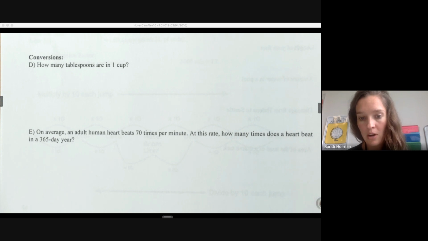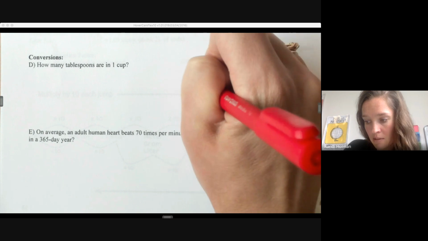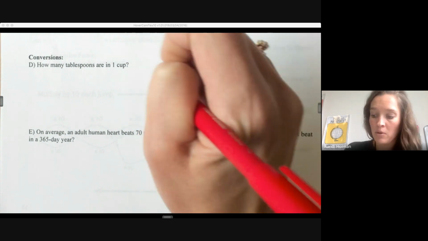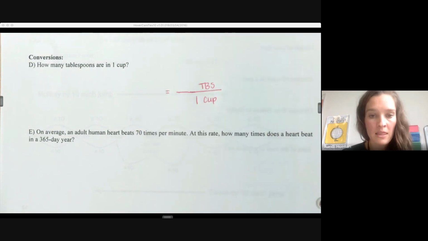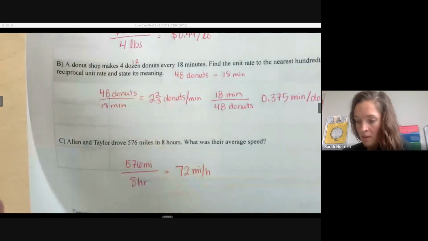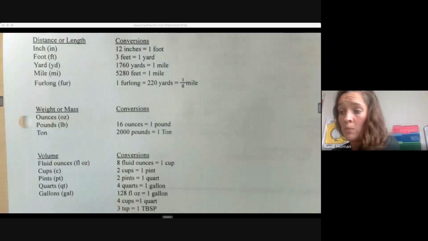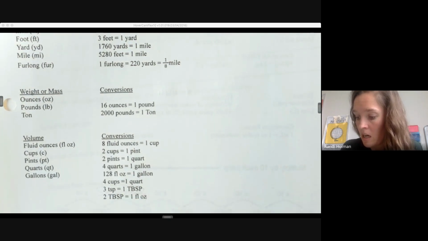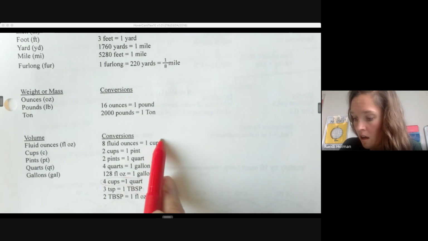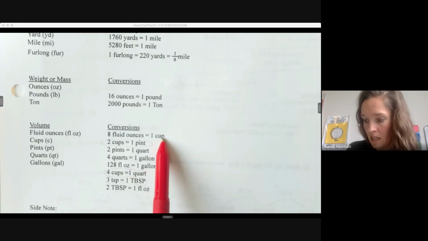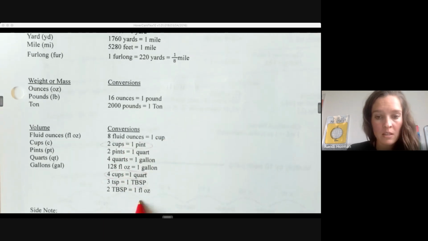So if I want to know how many tablespoons are in 1 cup, my goal is to end up with tablespoons per cup. Right? That's what I want to have at the end, how many tablespoons per 1 cup. So if I want to get there, I need to know some relationship between tablespoons and something. So if you flip back a couple pages in your packet, we do have some conversion rates here for you. And these are by no means all of the conversion rates. But if I'm looking here, I can see, okay, I know something about tablespoons here and tablespoons here, cups here, cups here, cups here. We're trying to relate tablespoons to cups. So here cups are related to fluid ounces and here tablespoons are related to fluid ounces. So we can use the fluid ounces as a go-between to get from tablespoons to cups.